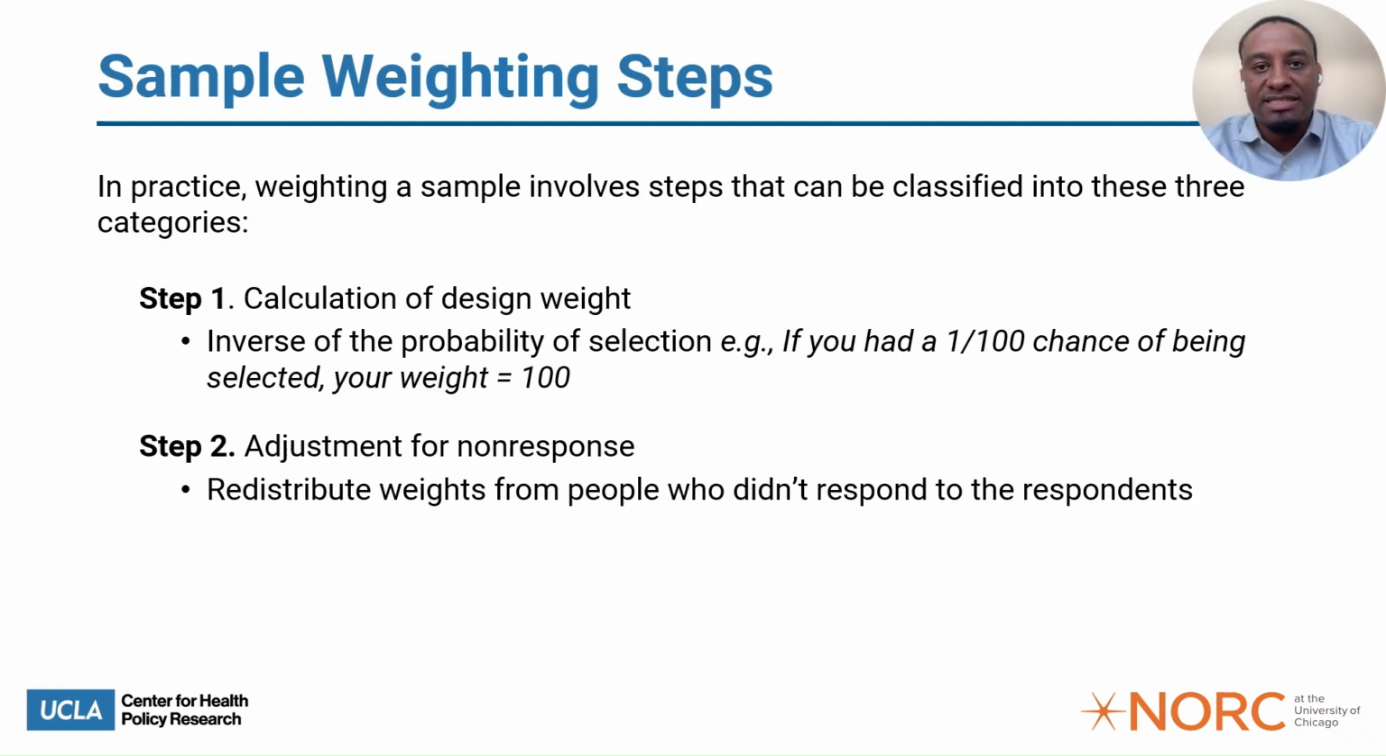Let's visit how we calculate sample weight. In practice, we calculate sample weight in 3 steps. In the first step, we calculate the design weight. Design weight is defined as the inverse of the probability of selection. For example, if you had a 1 over 100 chance of being selected, your weight will be 100. In step 2, we adjust for non-response, which means we redistribute the weight of the non-respondents to the respondents of the study.